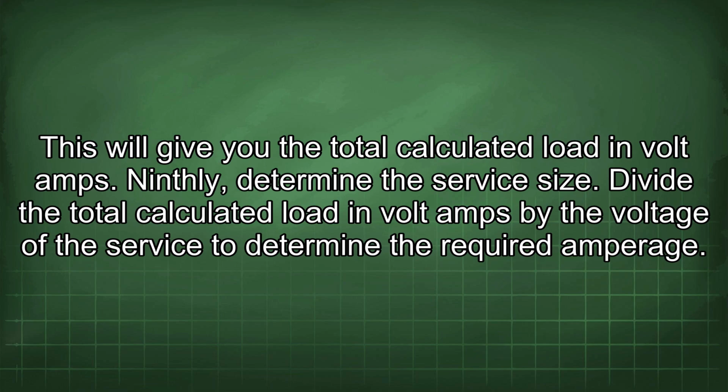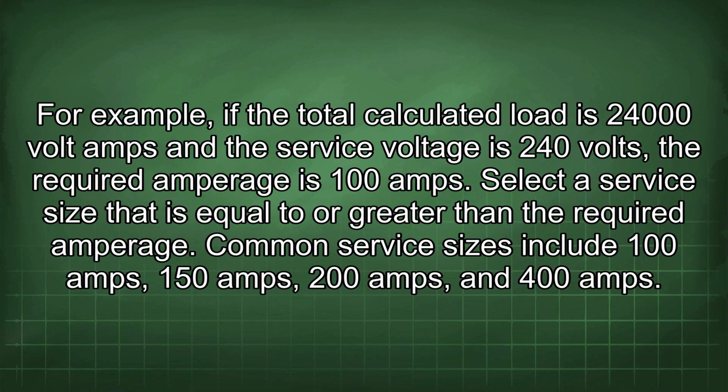Ninthly, determine the service size. Divide the total calculated load in volt amps by the voltage of the service to determine the required amperage. For example, if the total calculated load is 24,000 volt amps and the service voltage is 240 volts, the required amperage is 100 amps. Select a service size that is equal to or greater than the required amperage. Common service sizes include 100 amps, 150 amps, 200 amps, and 400 amps.